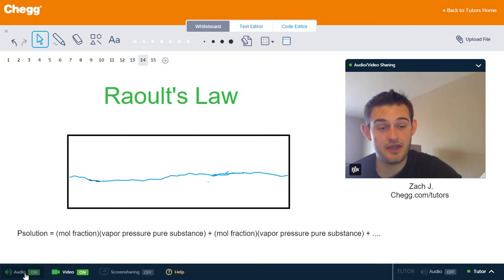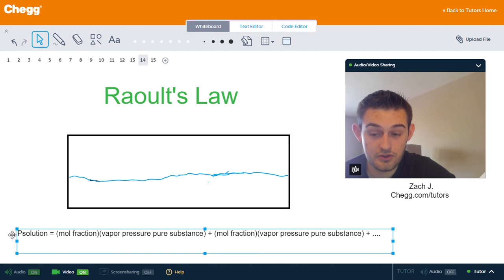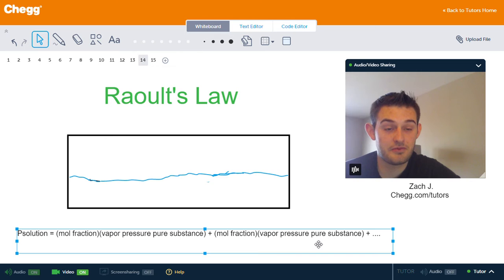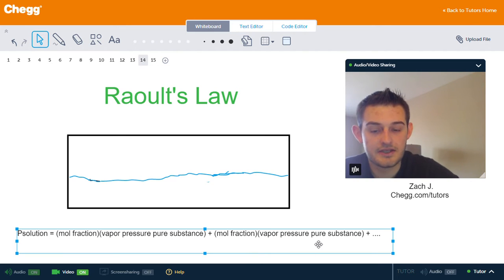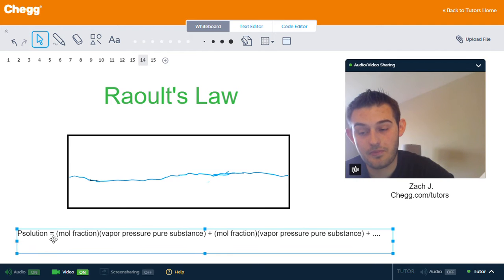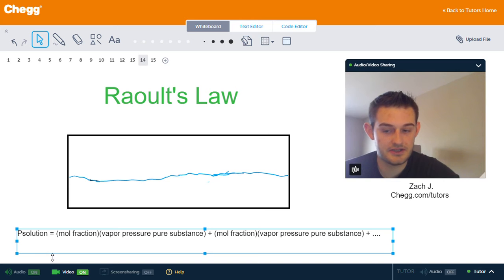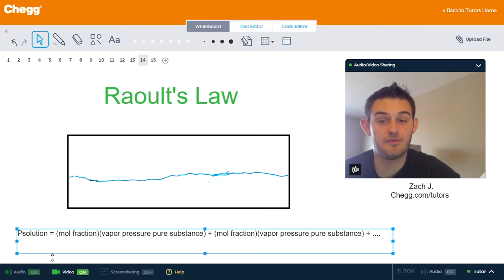Now let's say we have methane and hydrogen gas. Well, the total pressure of the solution, the vapor pressure, would be equal to the mole fraction times the vapor pressure of pure methane plus the mole fraction times the vapor pressure of pure hydrogen gas. In this case, the mole fractions would both be less than 1 because the mole fractions add up to 1. In this case, our vapor pressure would be different from what we would have with a pure substance. Typically, it would be less than what we have with a pure substance.